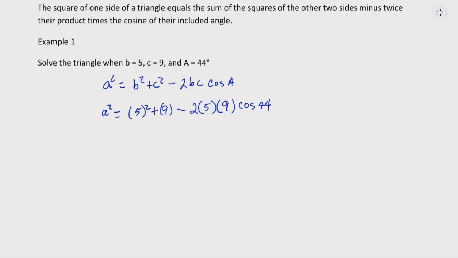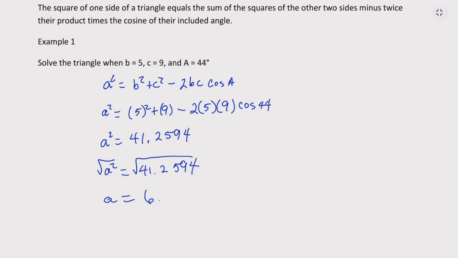And if you go ahead and type that into your calculator, the right side you'll get 41.2594, and then take the square root of both sides. And so we get A equals, and remember, plus or minus is irrelevant when we're doing measurements, so we just take the positive, and we get 6 point something. I'll round it to 2 decimal places. So again, remember to read your directions on your homework on what to round to. I think a lot of times they say round to 2 decimal places, but just read those directions.